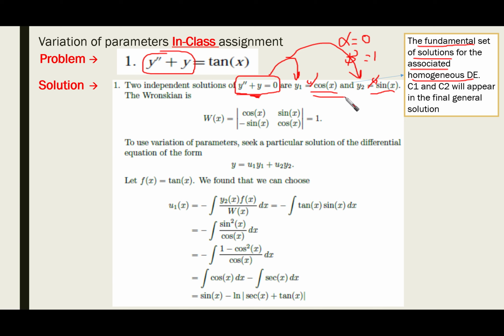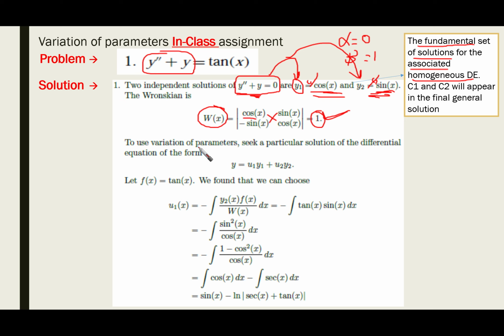After obtaining the two linearly independent solutions of the associated homogeneous equation, we go to the next step, which is the Wronskian. We put cosine x, which is y1, and its derivative, minus sine x. And here we put sine x and its derivative, cosine x. By getting the determinant, you are going to find it is 1. I hope that you have obtained this right answer.